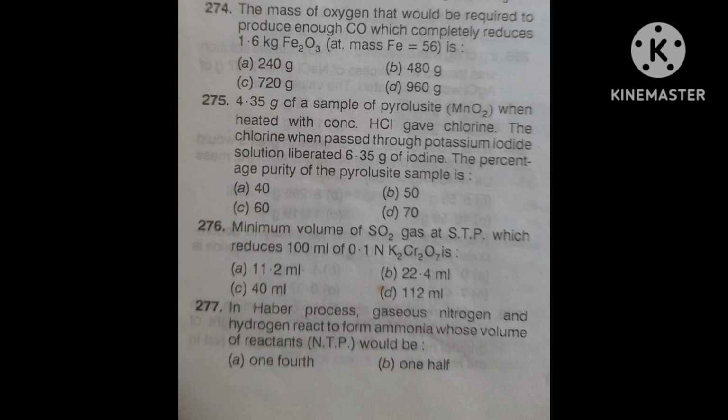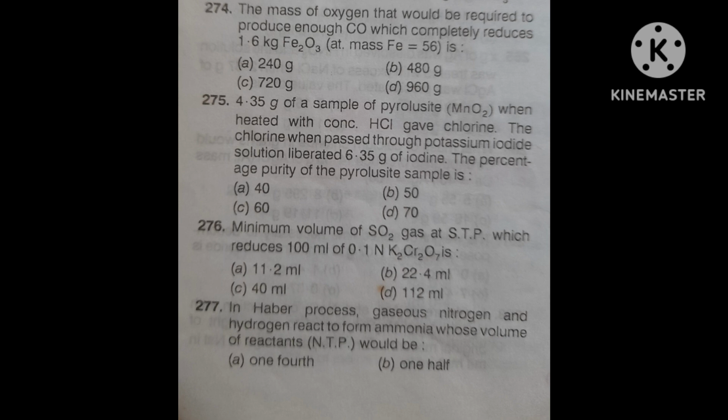Means 4.35 gram of impure MnO2 has given 2.175 gram pure MnO2, hence its percentage is 50%. Hence the correct option is B. Four options were there: 40, second option 50, third 60, fourth 70. And now you got 50%, that is option B is correct. Now the next question I am discussing.